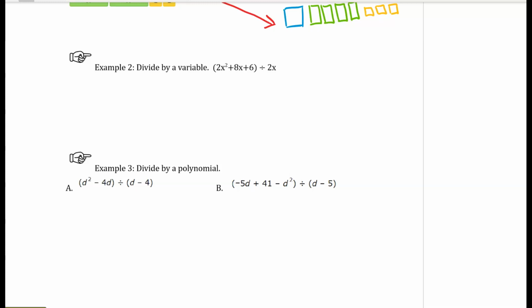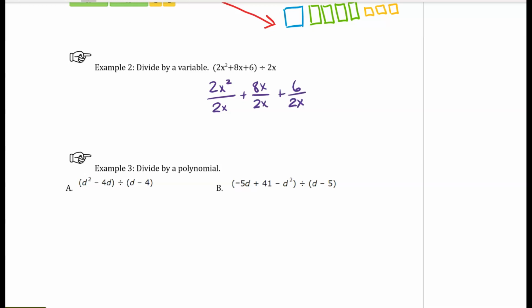Models are a great way to visualize things, but they break down when our problems get more complicated. What if I want to take that same trinomial 2x squared plus 8x plus 6, but instead of dividing by 2, I want to divide by 2x. Well, I don't know how many groups 2x is, so I can't model that. But I can use the process that I saw above, and I can divide each term by 2x. So I'm going to take 2x squared divided by 2x plus 8x divided by 2x plus 6 divided by 2x.